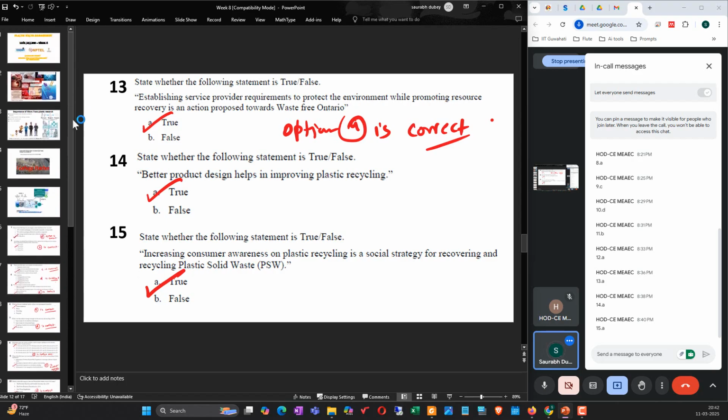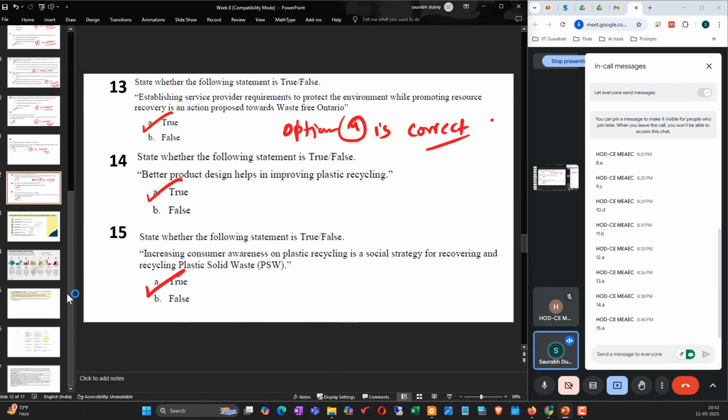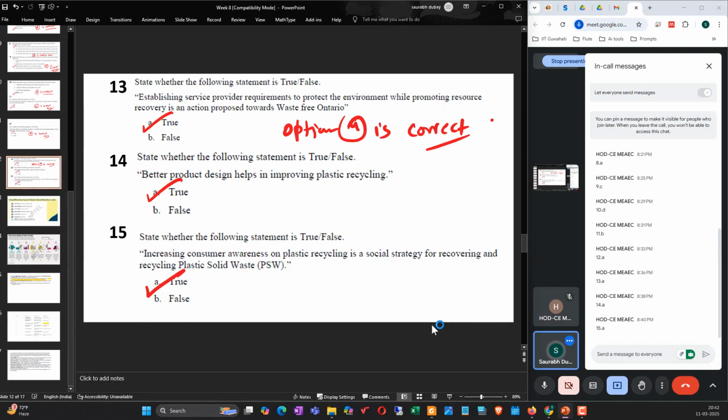I will again be going through some of the slides from the weeks that have been discussed.